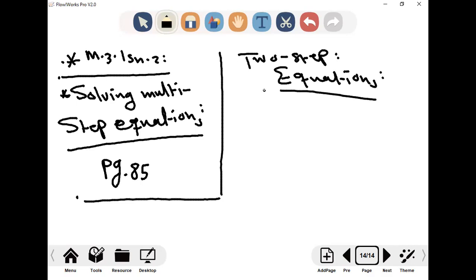In one step, we can add, then done, subtract, then done, divide, then done, multiply, then done. It's one step. For two steps, we can use 2 steps from these 4. It means we can multiply, then add. We can subtract, then divide, for example. Any 2 steps from the 4 steps, okay?